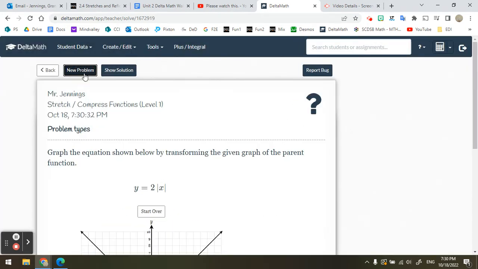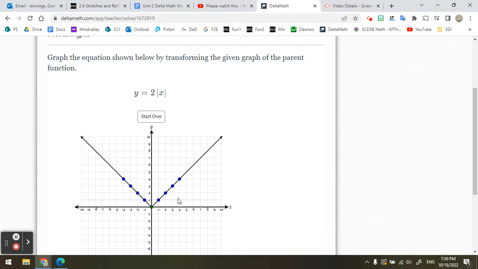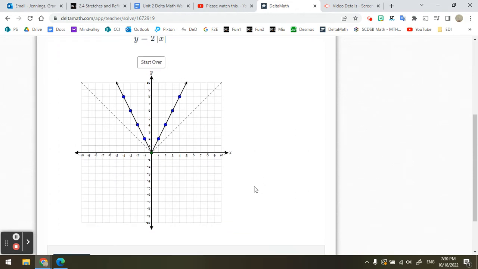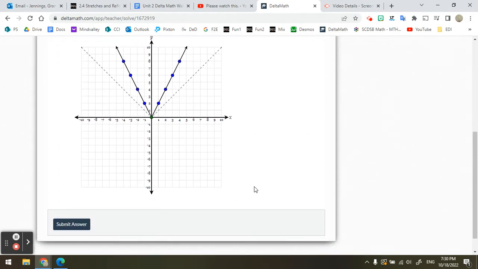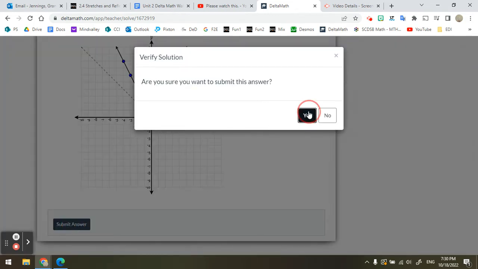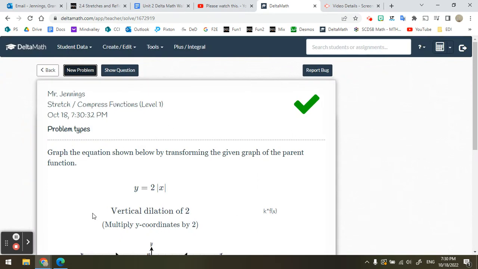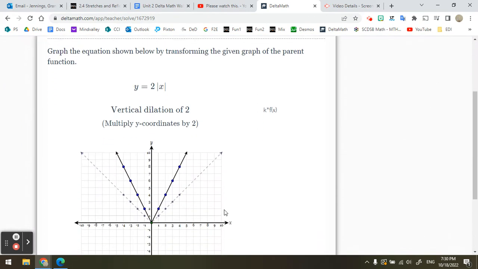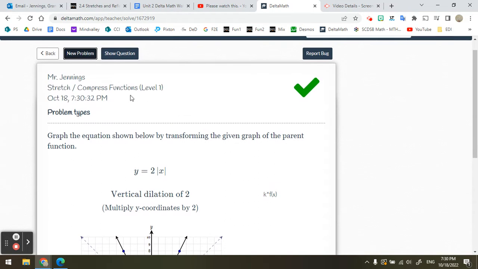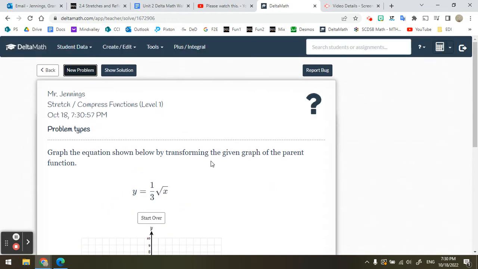Let's try another one. 2 absolute value of x. Okay, take one of those points, stretch it up by factor 2. You could take the point at 1 and stretch it up to 2. You could take the 2 and stretch it up to 4. You could take the 3 and stretch it up to 6, or whatever. Okay, there, done. That's a stretch vertically by factor 2. Submit. Yes. Okay, vertical dilation of 2. Oh, they like to use the word dilation. All right, I say stretch. All right, and that's why you like me.